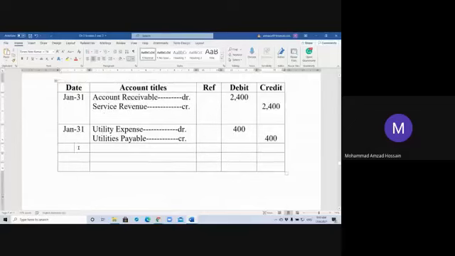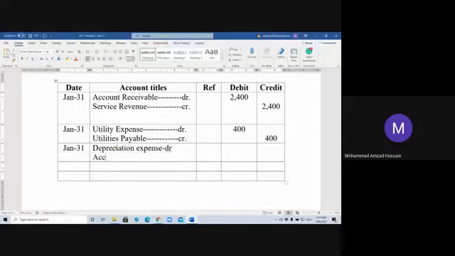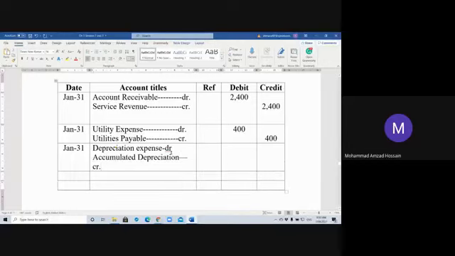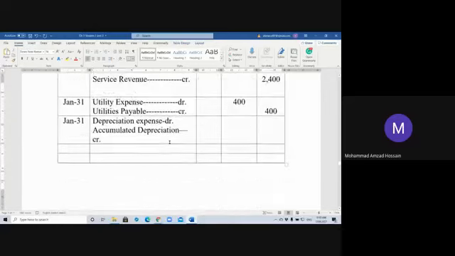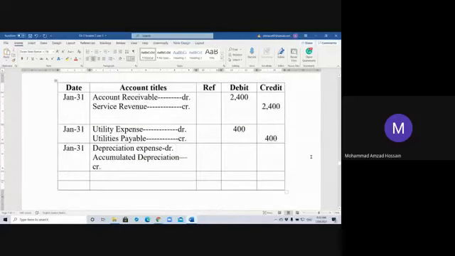So what will be the date? January 31st. Depreciation expense, debit. Accumulated depreciation, credit. What will be the amount? 500. As the accounting period is 1 month, they have given us the amount according to 1 month. So we don't need to calculate anything. 500 will be the amount. So one is done.